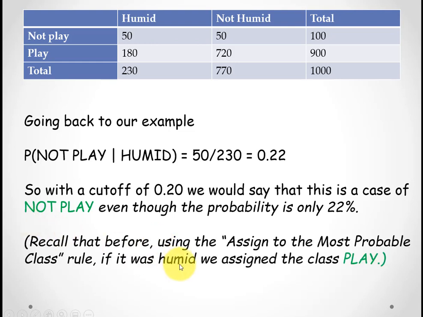Recall that before, using the assign to the most probable class rule, if it was humid, we assigned the class play. So remember, if we went back to the original design of the rule, since this is 180 out of 230, that's clearly the higher probability. So we would assign the class as play, but because we're setting the cutoff so low, we're going to assign the class to not play.